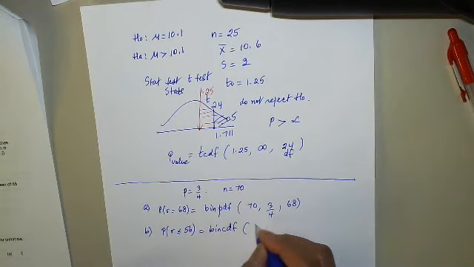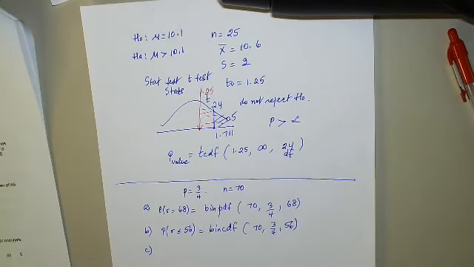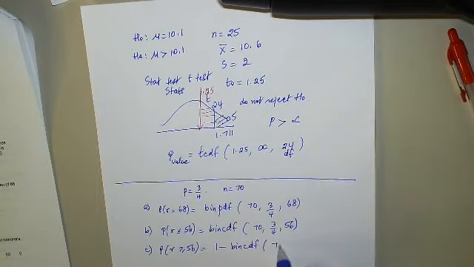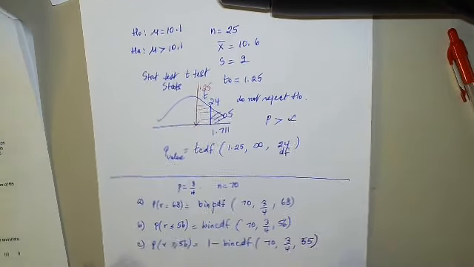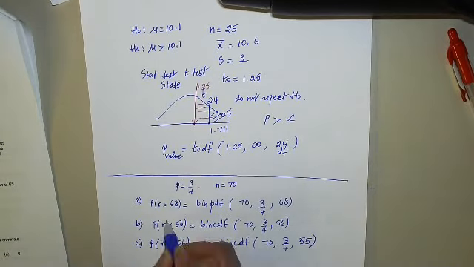Part B. At most 56 feel that the courts show too much concern. At most 56. Binomial CDF. Right. 70, 3/4, 56. Next one. At least 56. Greater than or equal to. Probability R greater than or equal to 56. So 1 minus binomial CDF, 70, 3/4, 55. If I do 56 here, my answer will start at 57, and I don't want that, right?